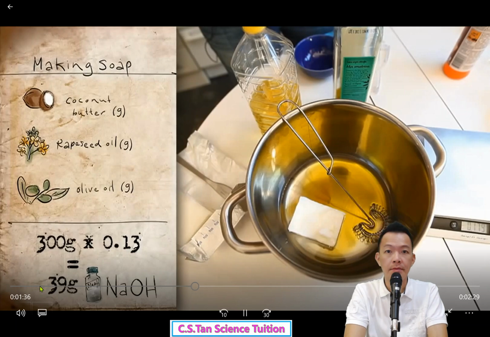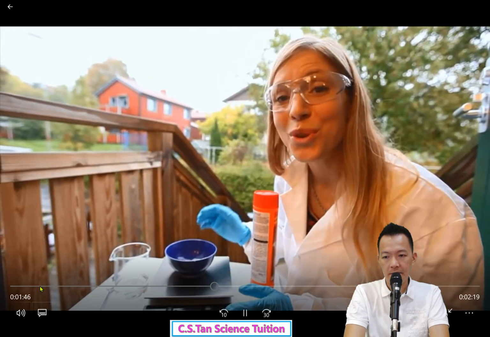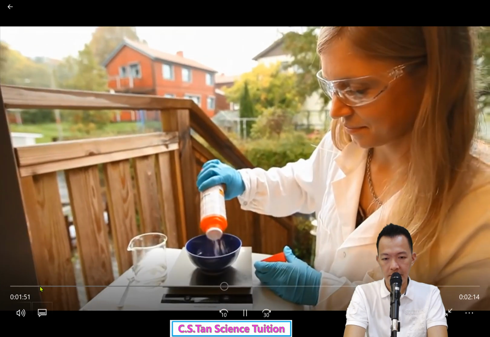For the water, we need about double the amount compared to sodium hydroxide. But before we dissolve the sodium hydroxide, we need to get our protection gear on. And now comes the most critical part of the experiment, so listen up. When we dissolve the sodium hydroxide, make sure to be in a well-ventilated area or even outside.